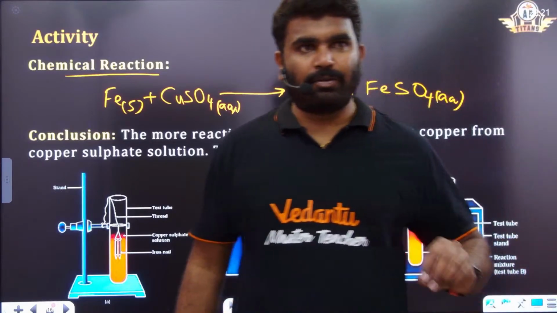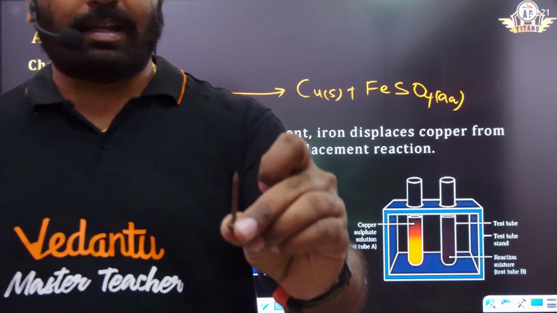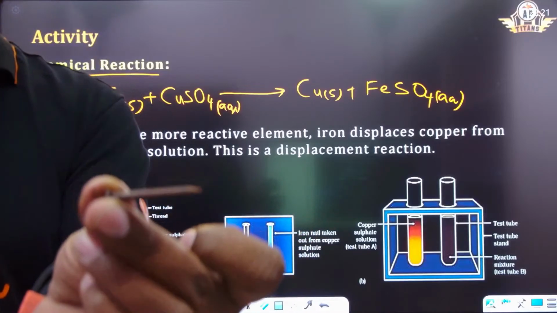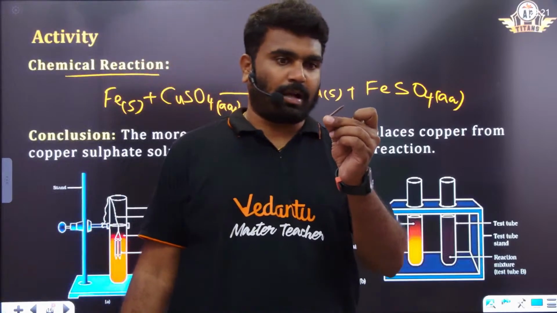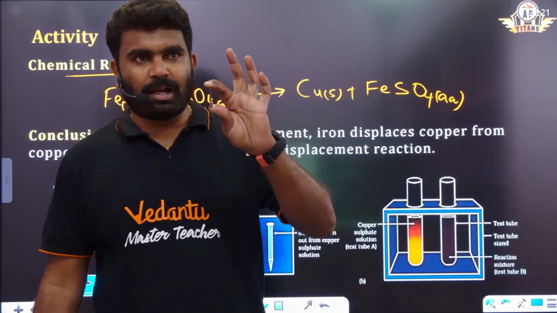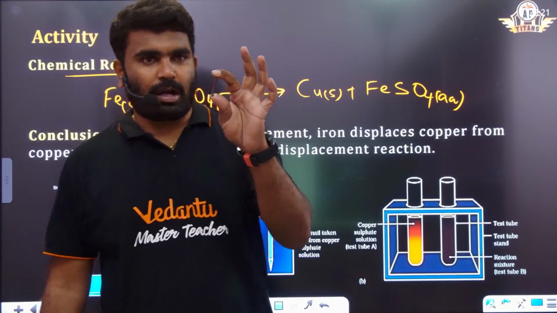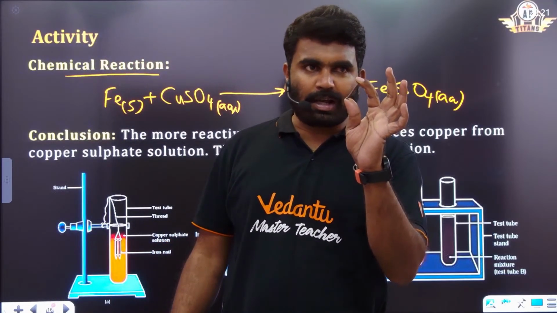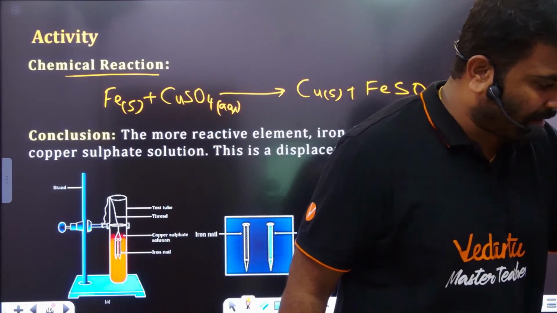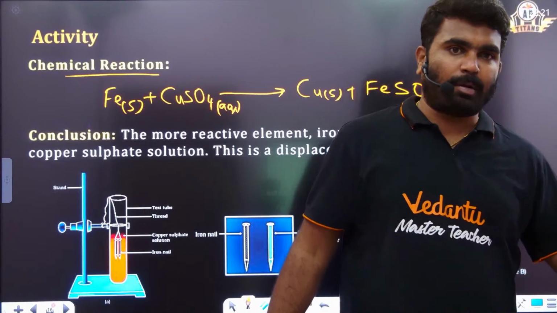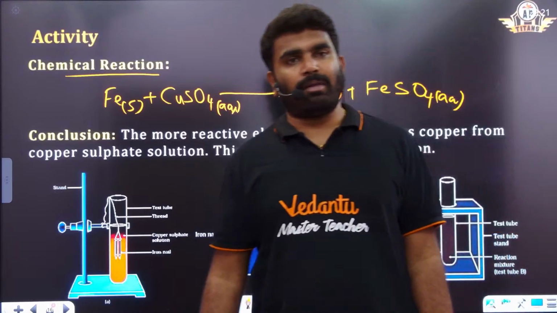I have shown you the iron nail in the beginning. Now you can see the color of the iron nail. It has faded into a brownish color. In the beginning it had the color of white, and now a brownish layer is formed. That brown layer is nothing but a copper layer formed on the iron nail.